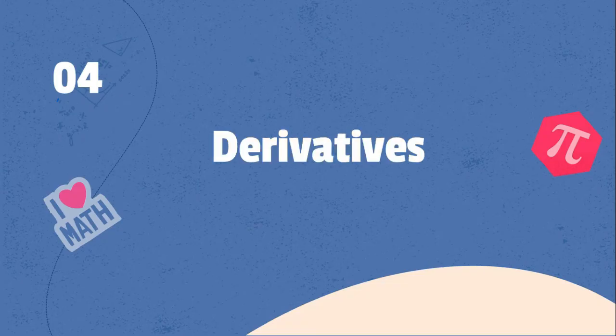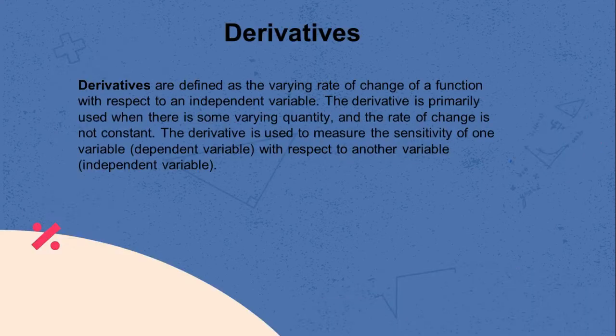Fourth and last, derivatives. Derivatives are defined as the varying rate of change of a function with respect to an independent variable. The derivative is primarily used when there is some varying quantity and the rate of change is not constant. The derivative is used to measure the sensitivity of one variable, the dependent variable, with respect to another variable, the independent variable.